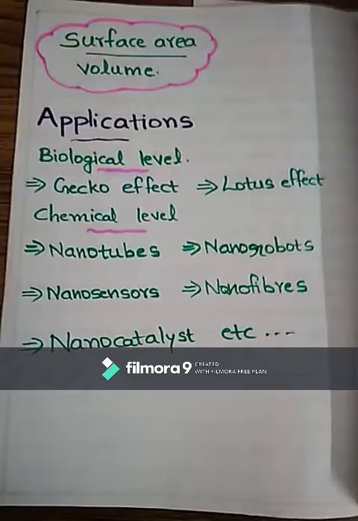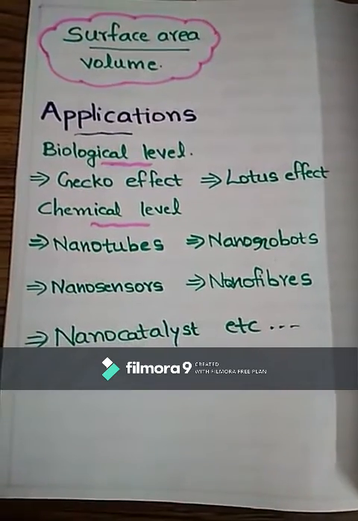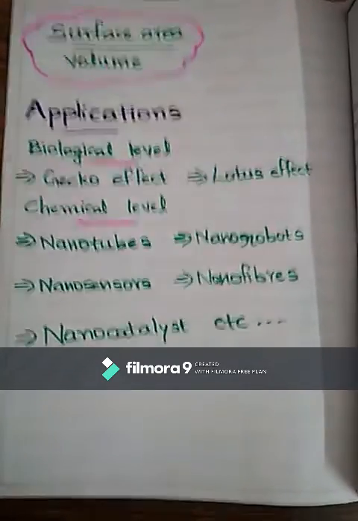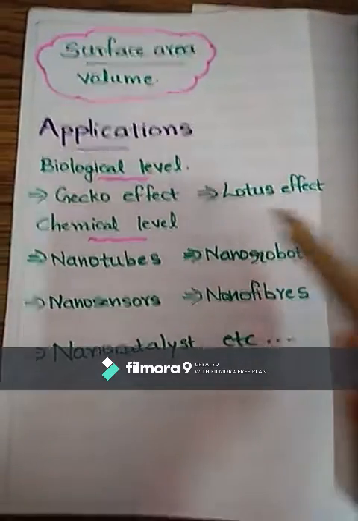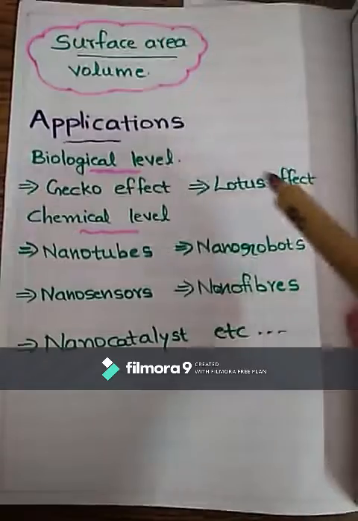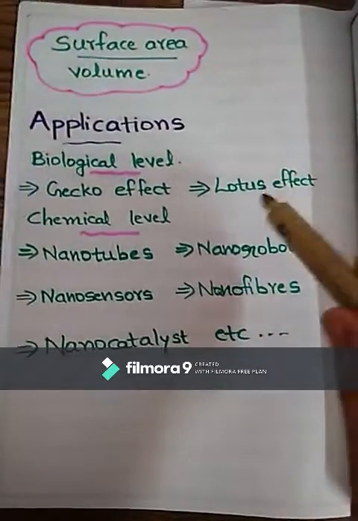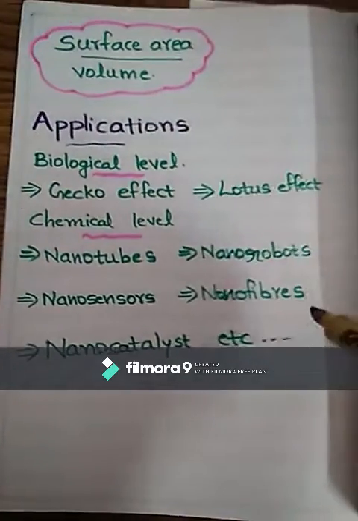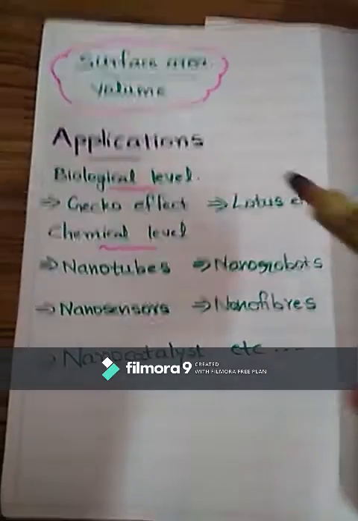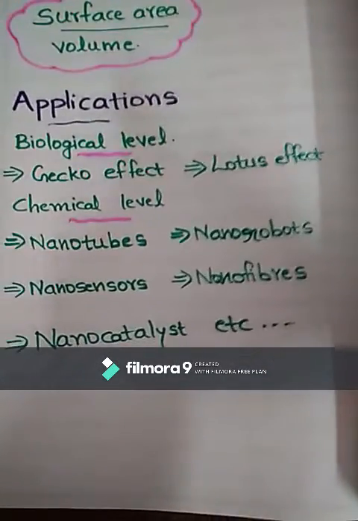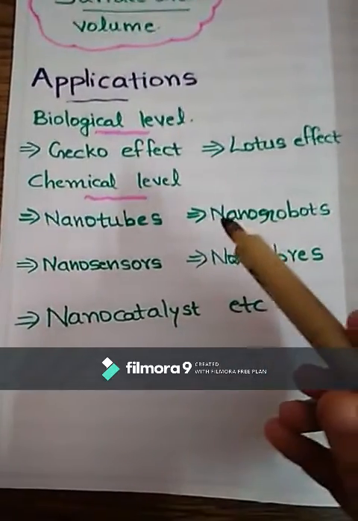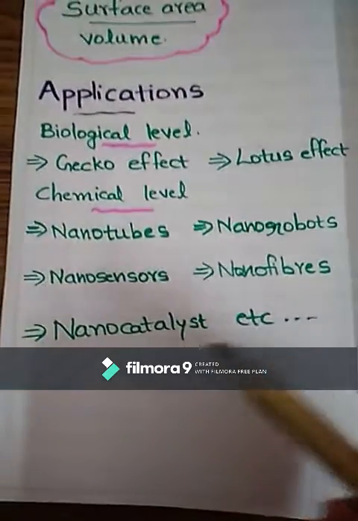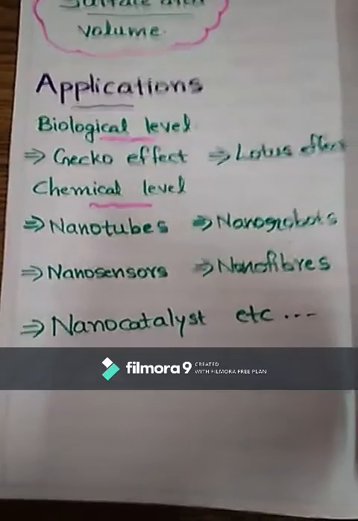Many nanofibrils are also present on the leaf of the lotus. Thus, the water droplets can't stick onto the leaf. They will fall off. These two are the main applications of nanochemistry. And next we are coming to the chemical level. We can see nanotubes. Nanotubes are the main part used for the preparation of nano switches.